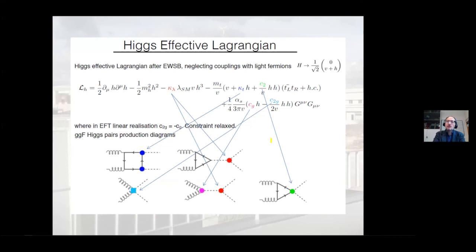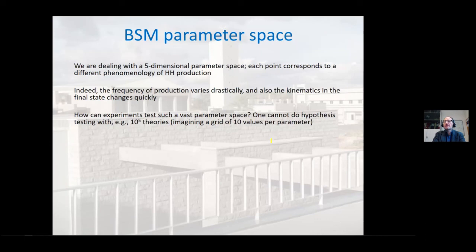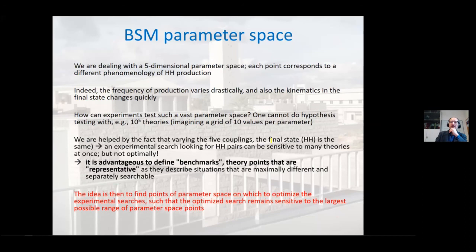So how do you go about it? Are you going to study an infinity of possible new physics signatures? So you have a five-dimensional parameter space of possible new physics theories that produce anomalous di-Higgs production. And what you want to do is to find the structure in this space. The final state will be different in all these points of this space. But you want to define benchmarks that are representative, because they describe kinematics that are similar.